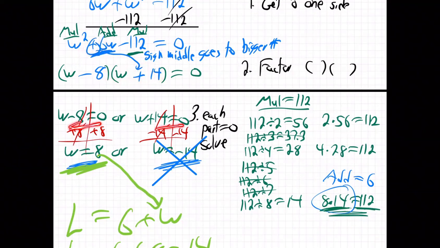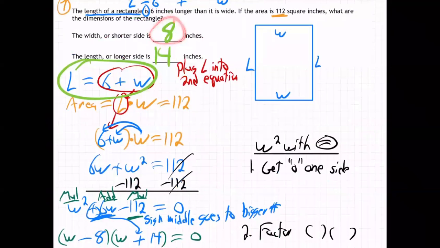And then you set each one separately equal to 0, right? Because if two things multiply to be 0, either one could be 0 to make that happen. Solve that: positive 8, negative 14. Forget about the negative. You can't have a negative width. The width is 8. So we knew the width was 8. And then we plugged that 8 in right here to get the length as 14. There we go.